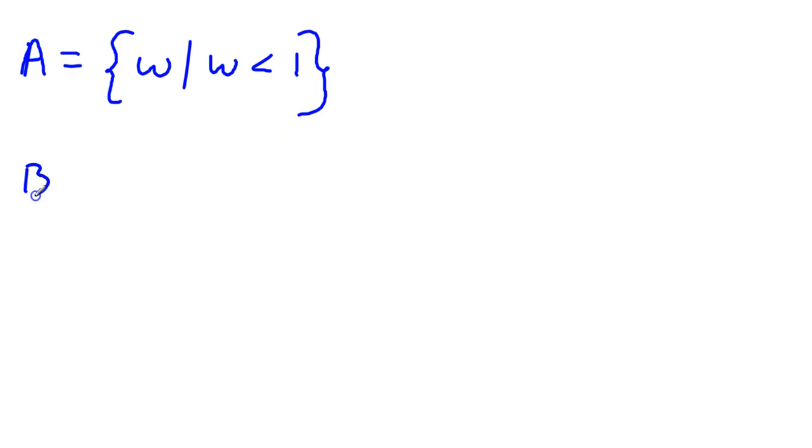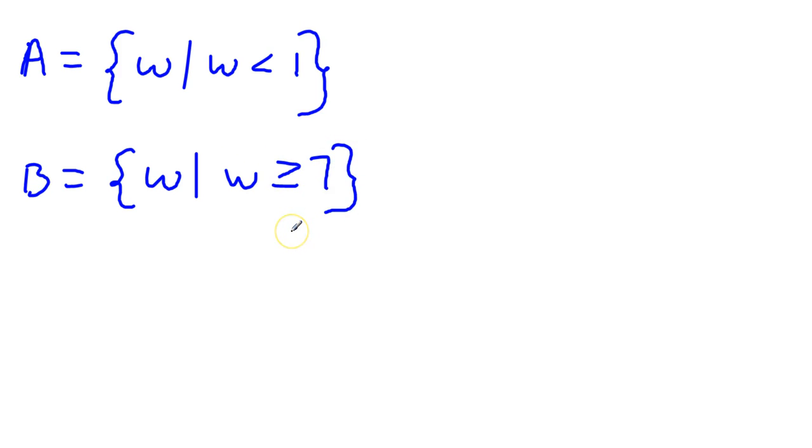So this time let's go with set A is W such that W is less than 1, and B will be W so that W is greater than or equal to 7. Okay, so for this one, we'll go A union B.